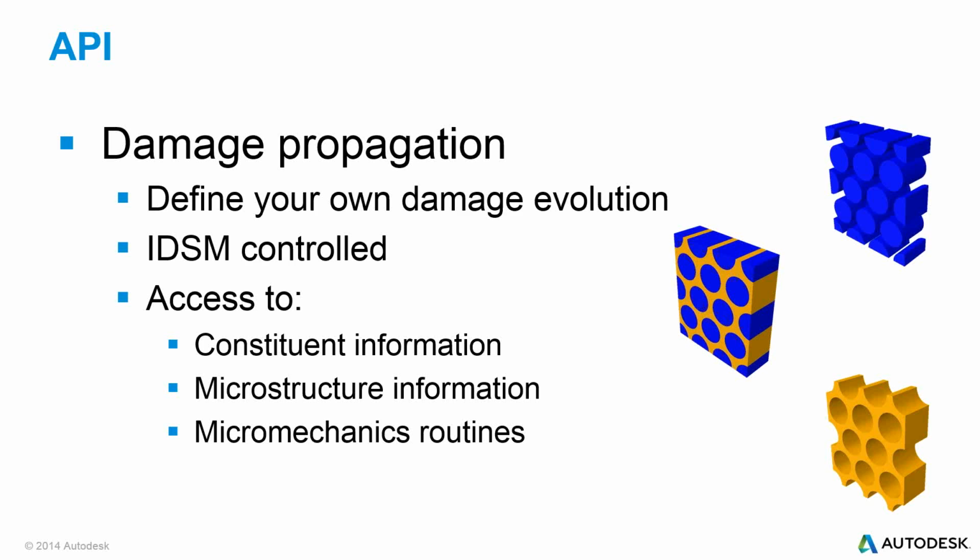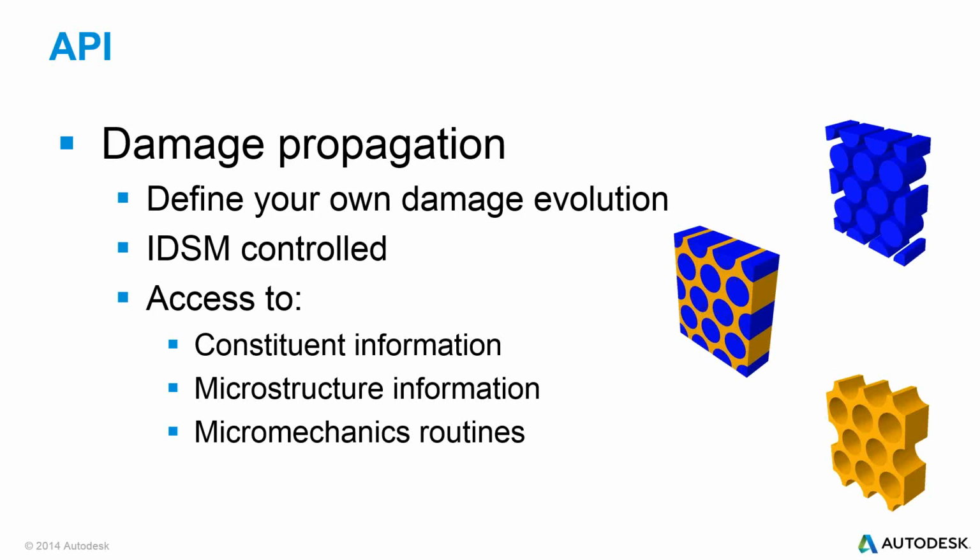And when that happens, finite element codes have a very difficult time converging on a solution. So we have technology that helps finite element codes push past that so they can stay efficient. So in the API for damage propagation, we've allowed users to access constituent information, which means that you have fiber and matrix stress and strain fields, as well as microstructure information. So you know fiber volume fractions, you know that it's continuous unidirectional composite material.